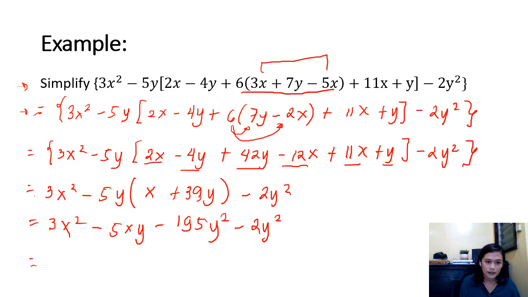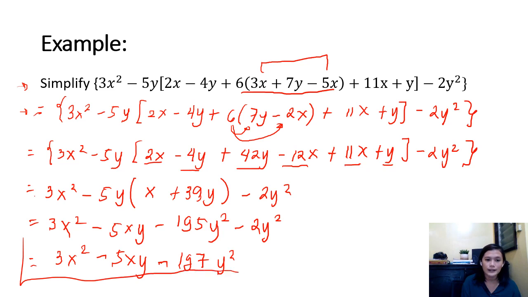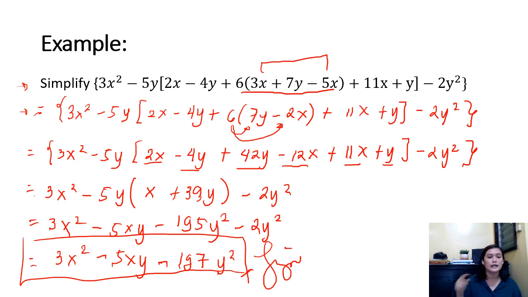So let's try to simplify it further. You have 3x squared minus 5xy, right? Negative 195y squared minus 2y squared is equal to negative 197y squared. So this is now our final answer. And then always box your final answer and affix your signature next to it. So this is how you simplify a whole expression with a lot of parentheses, right? You need to get rid of the inner parentheses, and then work from inside out.